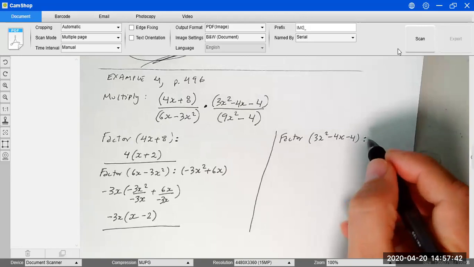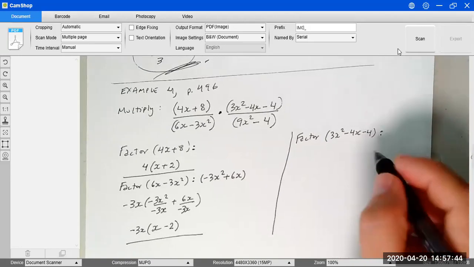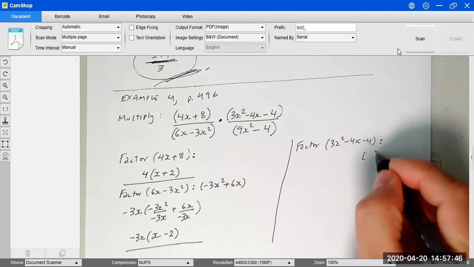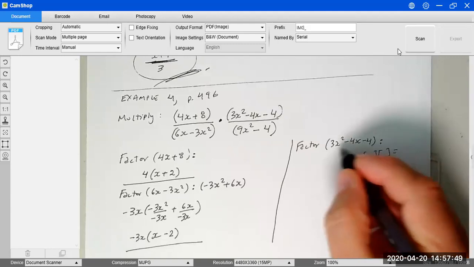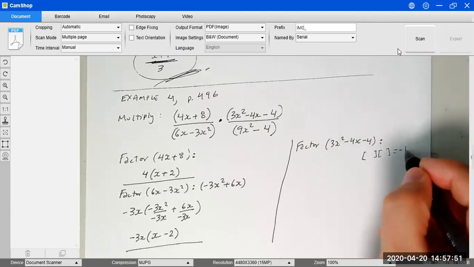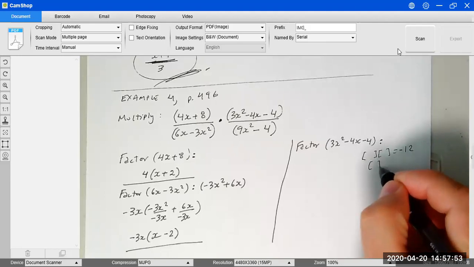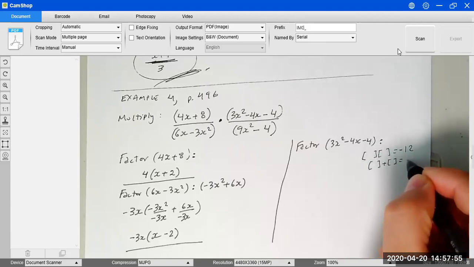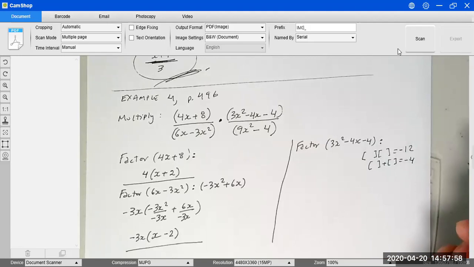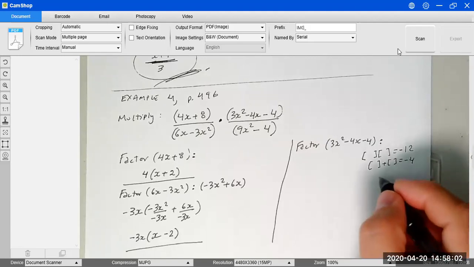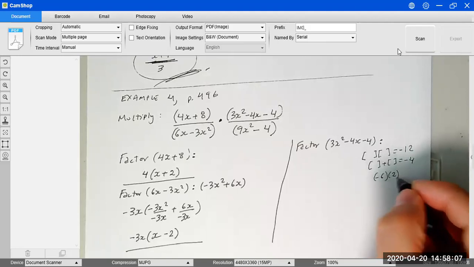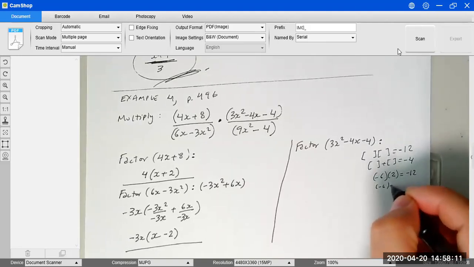So now I'm looking for two numbers that when I multiply them, I'm going to get the product of a and b, so it's going to be negative 12. And if I add them up, I'm going to get negative 4. So what about negative 6 and positive 2? You're going to get negative 12, and if you add them, you're also going to get negative 4.